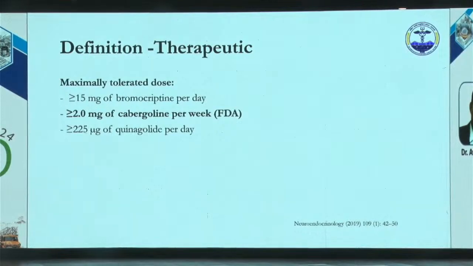And there is a therapeutic aspect of the resistance itself. How much dose is required? Since we use cabergoline frequently, not bromocriptine or quinagolide, it's 2 milligrams per week. That is the FDA approved maximum dose of cabergoline in a patient with prolactinoma. So as of now, we can take 2. But as we can see later on, different studies have taken different doses and it has gone up to 21 milligrams also per week in some studies.